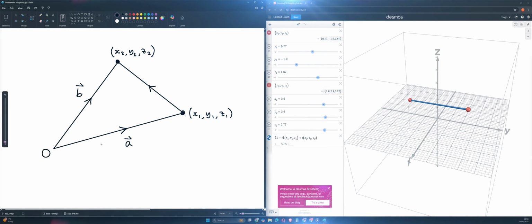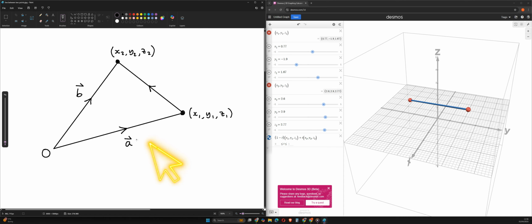So to the left here we have a diagram, and it consists of 3 vectors. That is the vector A, that takes you to the point x1, y1, z1. The vector B, that takes you to the point x2, y2, z2. And also this third vector over here, which takes you from the point x1, y1, z1 to the point x2, y2, z2. Now this vector over here has a start, and it also has an end.